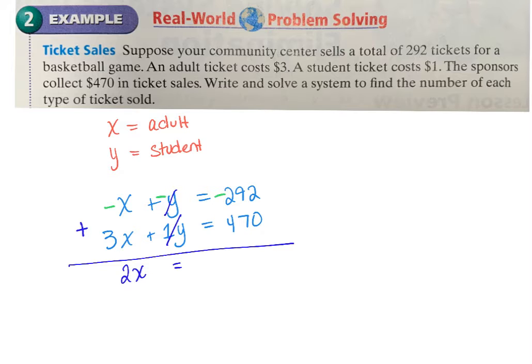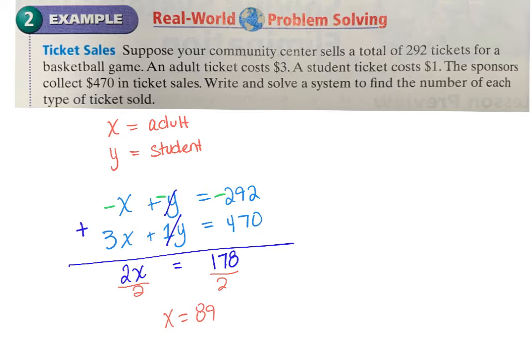-292 and +470 will give me what? +178, right? And then my final step here is to divide by 2. 178 divided by 2 gives me x equals 89.